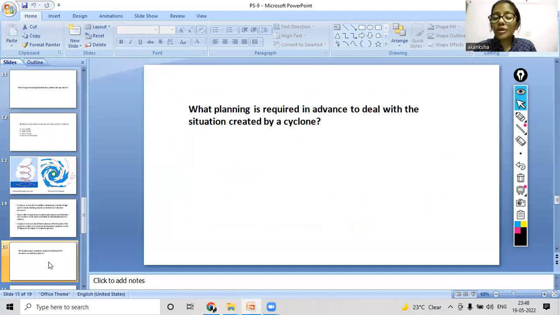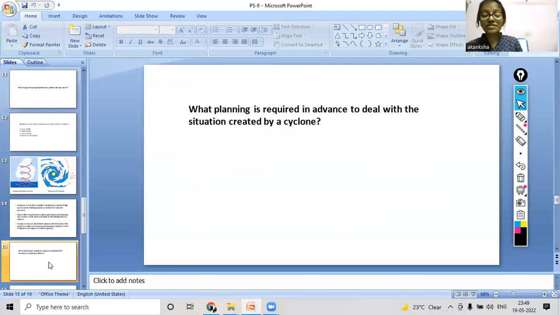So what planning is required in advance to deal with the situation created by a cyclone? What do you think? You have to write your answers in the chat box and then we will move ahead and we will discuss this question later on. And okay, we can discuss it now also. Like the disaster management team should be ready, yes, if the place is having a cyclone.